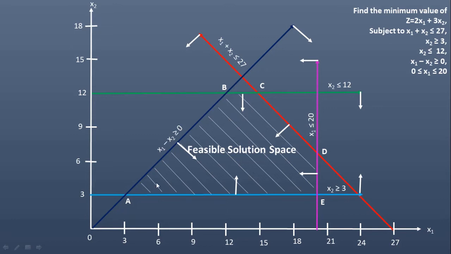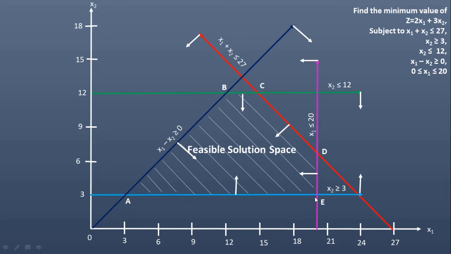Now the challenge is that we have an infinite number of solutions in this space. How do we get the optimal solution? Should we calculate all these feasible solutions? It is quite impossible. Therefore, we just calculate the solution at the corner points. The corner points are A, B, C, D and E. If we calculate the solution at these corner points, we will get the optimal solution at one of them.